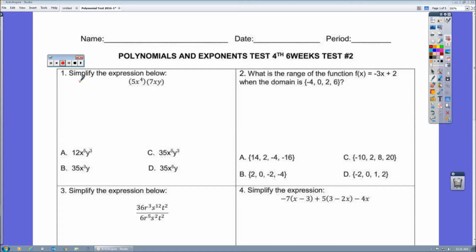Here we go. Question 1, simplify the expression below. You're multiplying these two guys together. Start with your numbers first. 5 times 7, that is 35. You can cross out A.